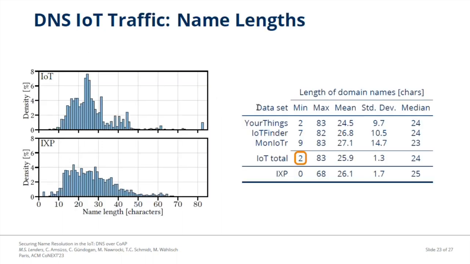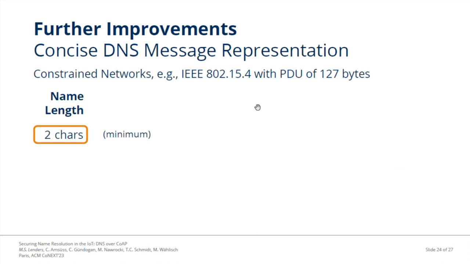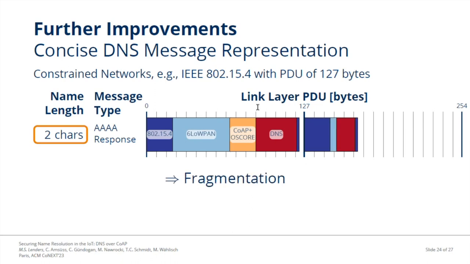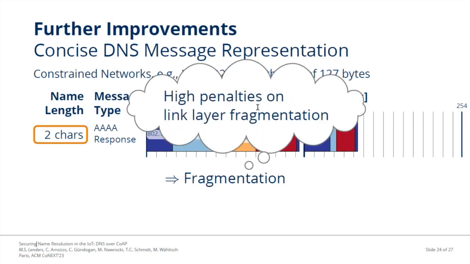We can look at the name length again, and look just at the minimum that we saw in our IoT data set. If we put this in a typical 6LoWPAN message, there can of course be smaller 6LoWPAN headers, but we see here already that the packet is 7 bytes too long for the link layer PDU of 802.15.4, which means we get fragmentation. And as I said in the beginning, fragmentation comes at high cost, high penalties. So how can we avoid that?